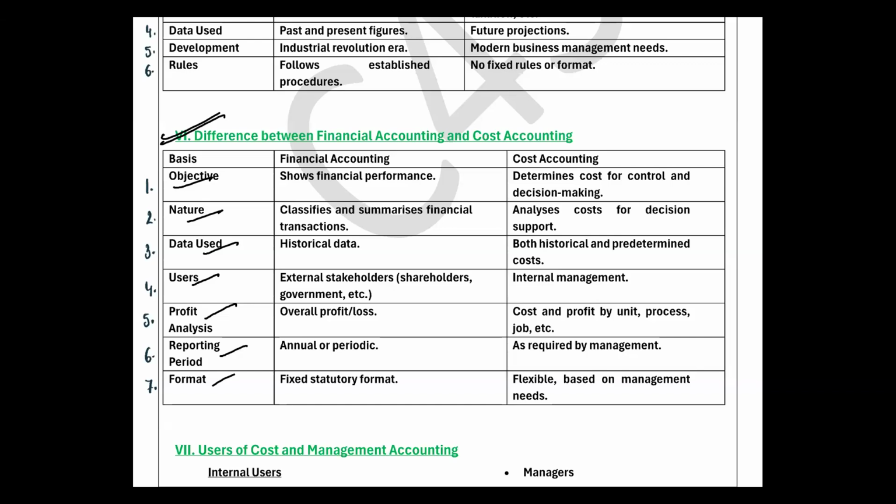Now, what is the objective of financial accounting? Financial accounting shows the financial performance, whereas cost accounting determines cost for control and decision making. They only determine the cost for control and decision making. The objective is very much clear. Financial accounting talks about the financial performance.